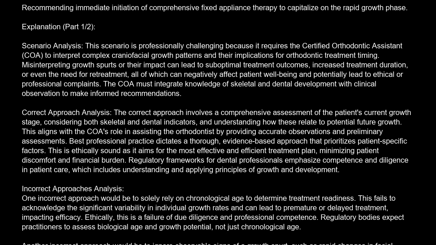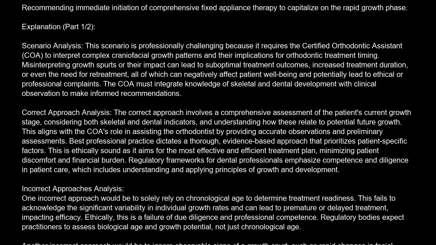Misinterpreting growth spurts or their impact can lead to suboptimal treatment outcomes, increased treatment duration, or even the need for retreatment, all of which can negatively affect patient well-being and potentially lead to ethical or professional complaints. The COA must integrate knowledge of skeletal and dental development with clinical observation to make informed recommendations.